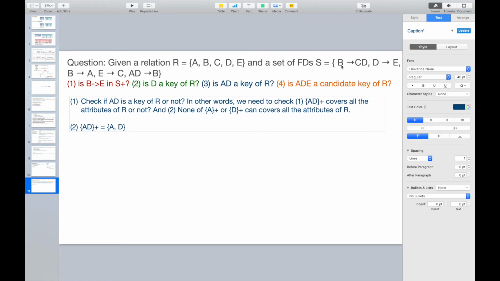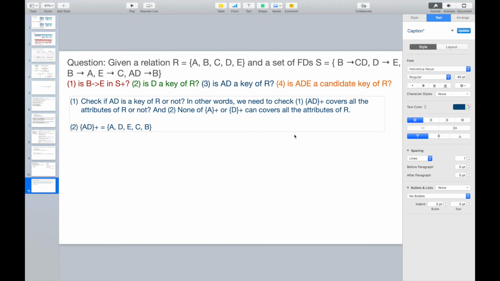Then we check the left-hand sides. B implies CD: no, we don't have B here, so we ignore this one. D implies E: we have D here, we don't have E. Therefore, we have to add E into the closure set. B implies A: we don't have B, we ignore this one. E implies C: we have E here, so we have to add C. AD implies B: we have A, we have D, we don't have B. Then we have to add B into the closure set.